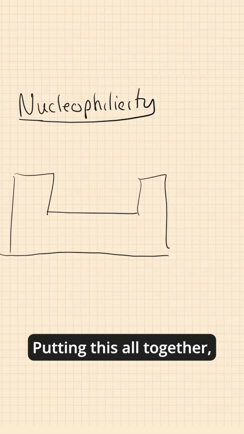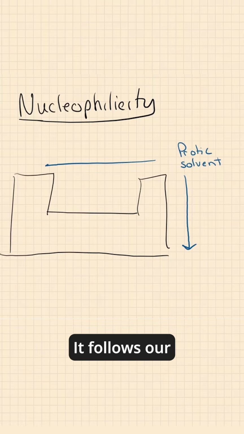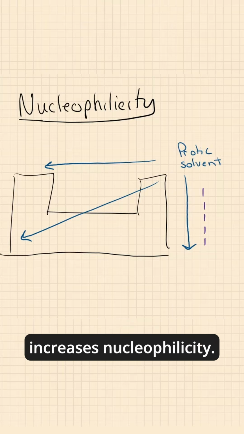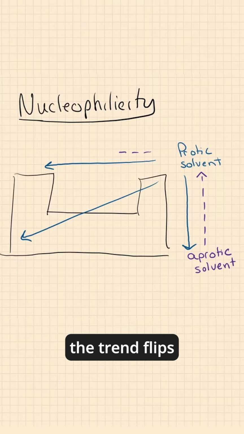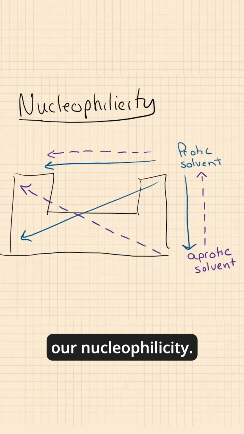Putting this all together, we get the following trends. Nucleophilicity in protic solvents increases down and to the left on the periodic table. It follows our typical trend that decreasing electronegativity increases nucleophilicity. But in aprotic solvents, the trend flips in our columns, so nucleophilicity increases up and to the left instead. And that's how solvents affect our nucleophilicity.